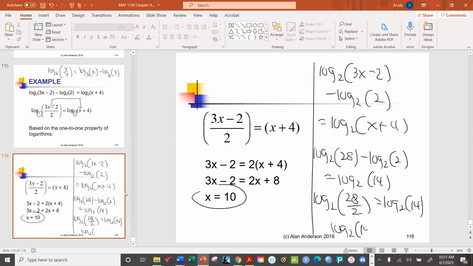Log base 2 of 14 does, of course, equal log base 2 of 14.